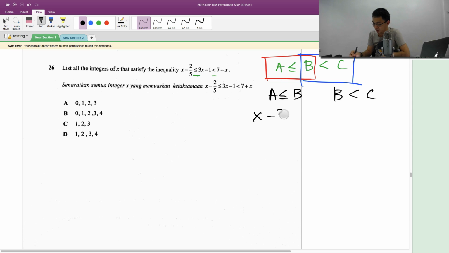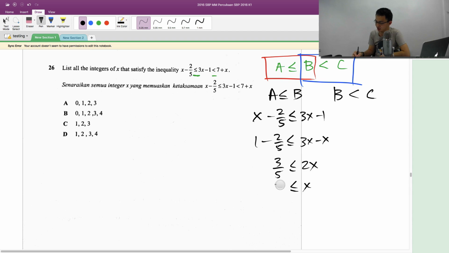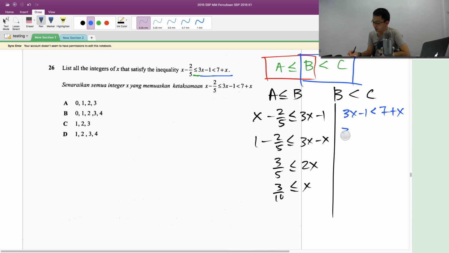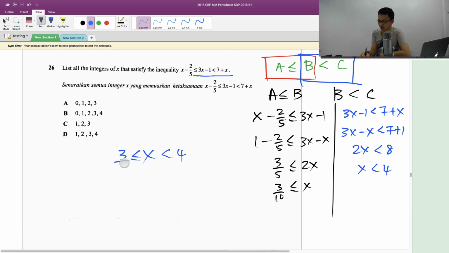So I have x minus 2 over 5 less or equals to 3x minus 1. Then I group the x on one side, minus x, and group the numbers on the other side. So 3 over 5 is 2x, so x is 3 over 10. Then I do the same thing for the other side: 3x minus 1 less than 7 plus x. I group x on one side and the numbers on the other side. So it's 2x less than 8, x is less than 4. So that means x must be between 3 over 10 and 4.